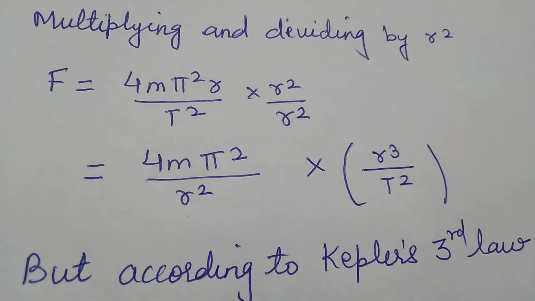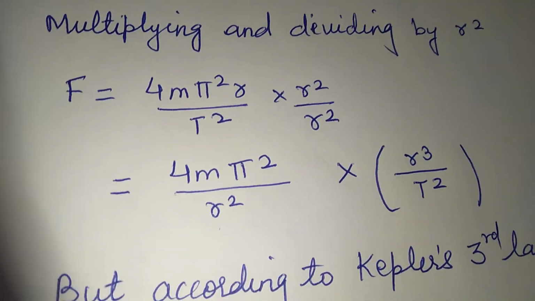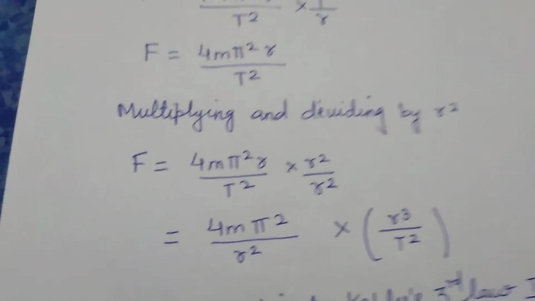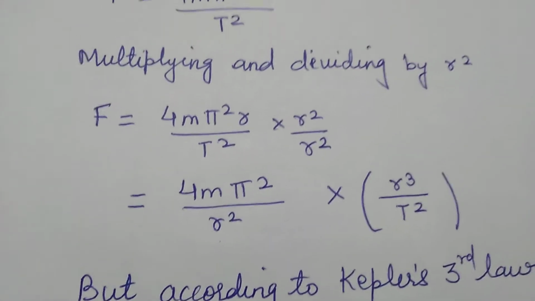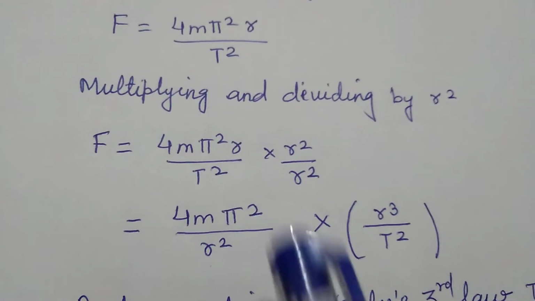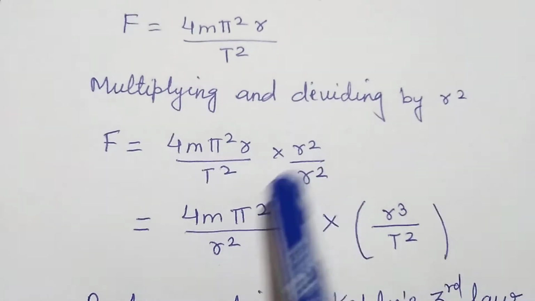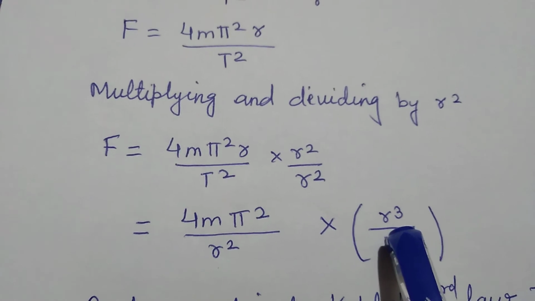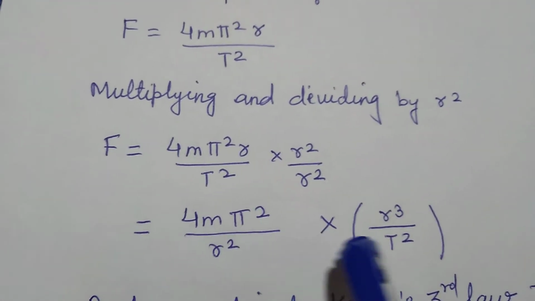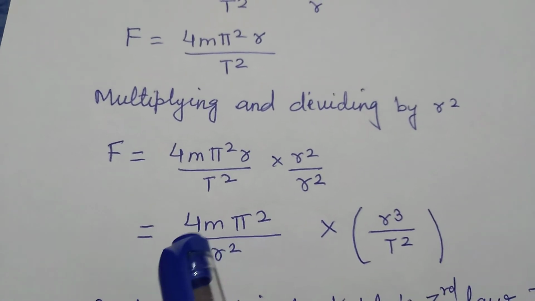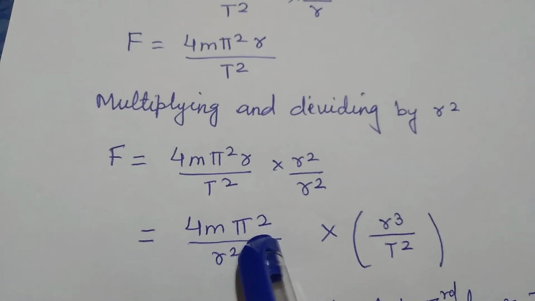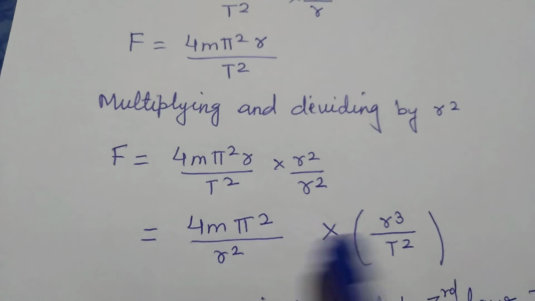But I'm having T at the bottom and I'm having r here, one minute, I have to write, fine. So what I did from here, I took this r along with this and wrote r cube. I took this T and I put it over here. So ultimately when you open the bracket, you get the same thing, that is 4m pi square r cube, and here r square T square.